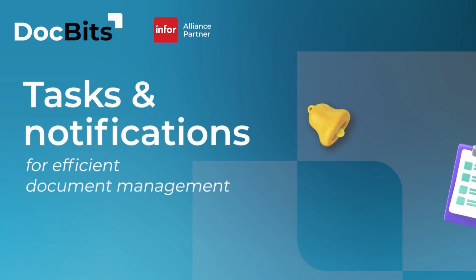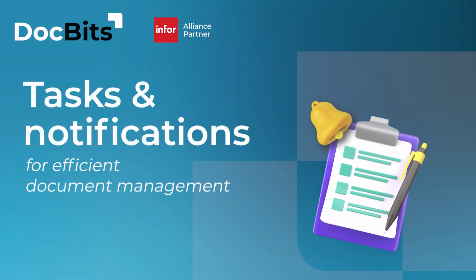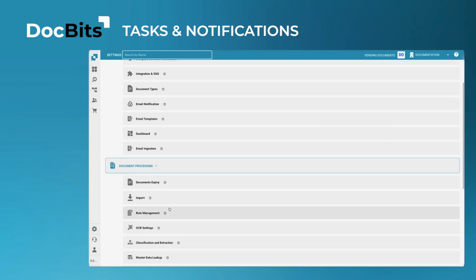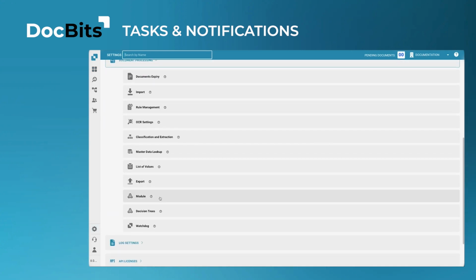Tasks and notifications help users track follow-up actions, assignments, and important updates related to documents. When enabled, they introduce a dedicated task management view and optional dashboard indicators to support smooth document processing. Located under Settings, Document Processing, Modules, Document Type, Task and Notifications.